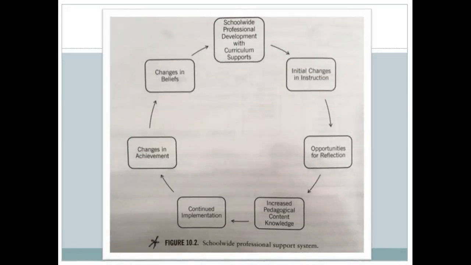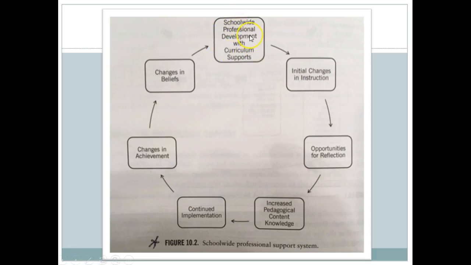So in your text on page 196, they give you this figure 10.2, which is a school-wide professional support system. And as you'll see, it's a cycle. And typically we start with the professional development with curriculum support. So whatever that might be, your professional support that you provide.